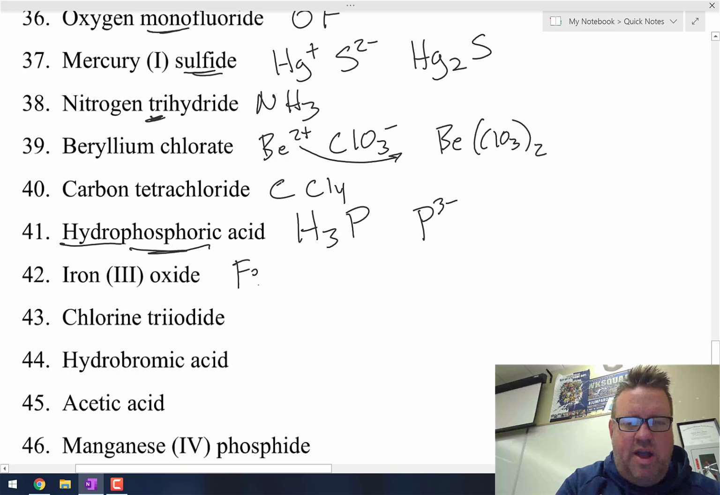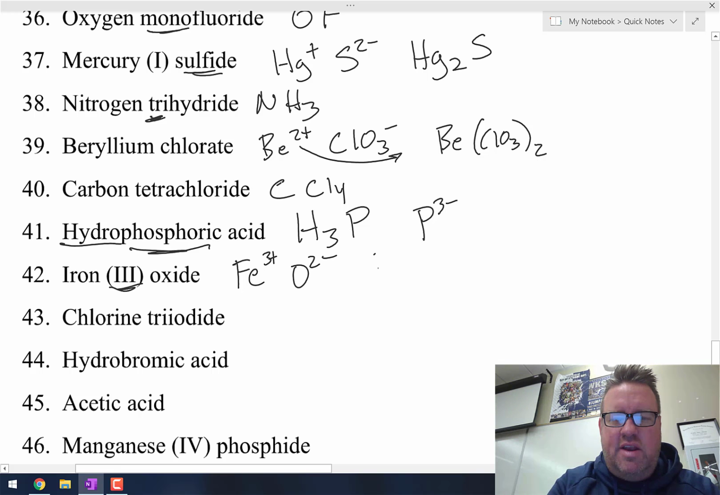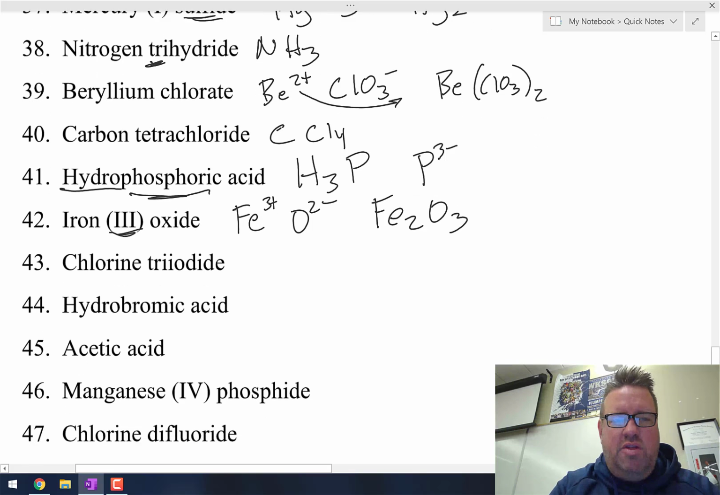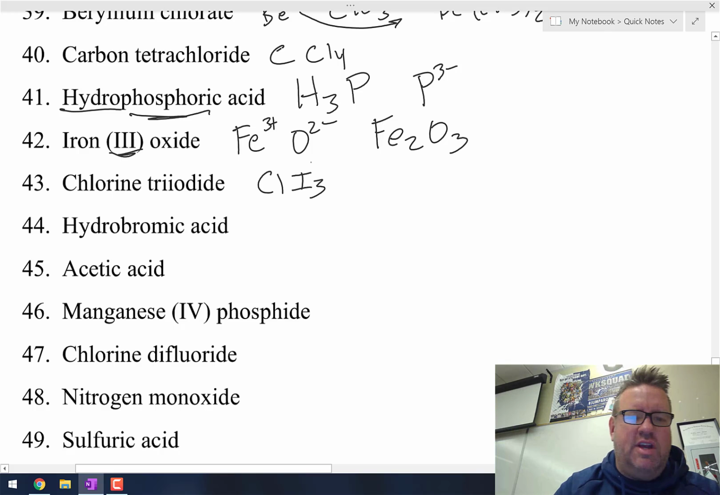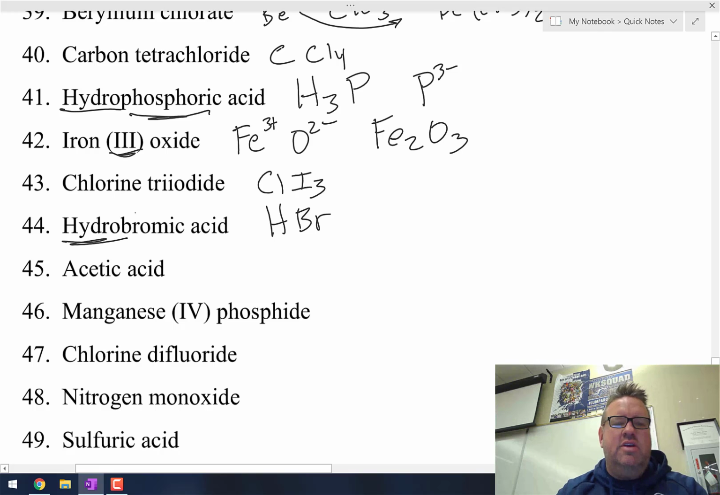Okay, iron 3 oxide is Fe3+, because that's what the Roman numeral is. Oxygen is always 2- unless it's peroxide. So we switch those two, we get Fe2O3. Number 43, chlorine triiodide is ClI3, just like that. Hydrobromic acid is just HBr. Again, hydro means no oxygen, so it's just bromine, and bromine's -1.